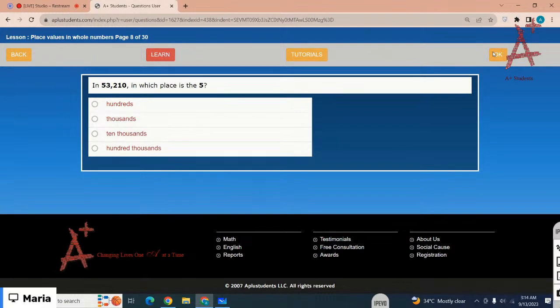In 53,210, in which place is the 5? Which is the correct option? In which place is the 5? Very good. 5 is at the 10,000s position. So the correct option is 10,000.